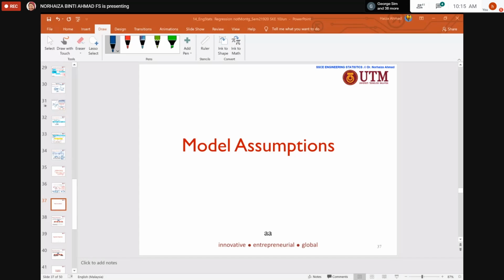We're going to continue with simple regression on model assumption, diagnostic check, using Microsoft Excel, and its diagnostic check.